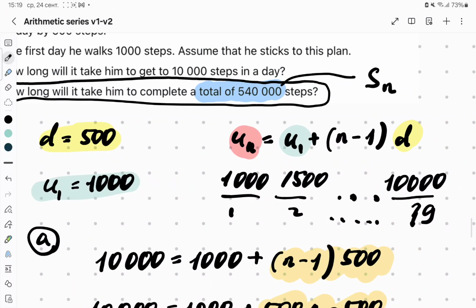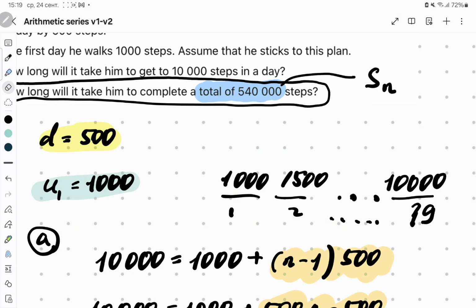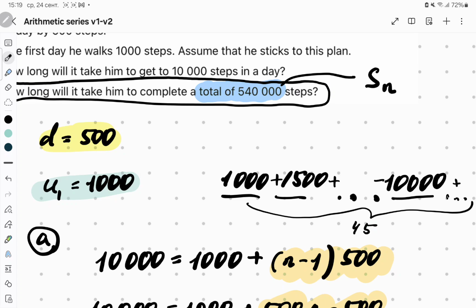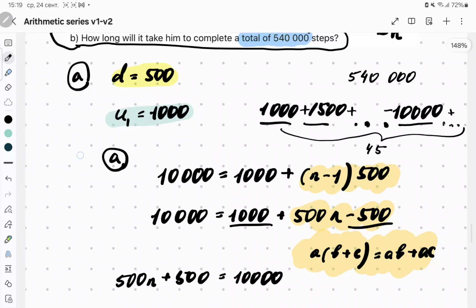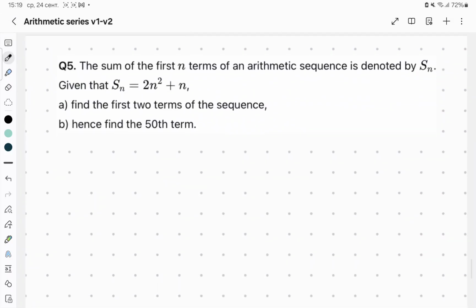So if we add together, let me show here, if we add together all the steps, we will get, in 45 days, the total number of steps will be 540,000 steps. Okay, it was question number 1. Let's turn to question number 2.